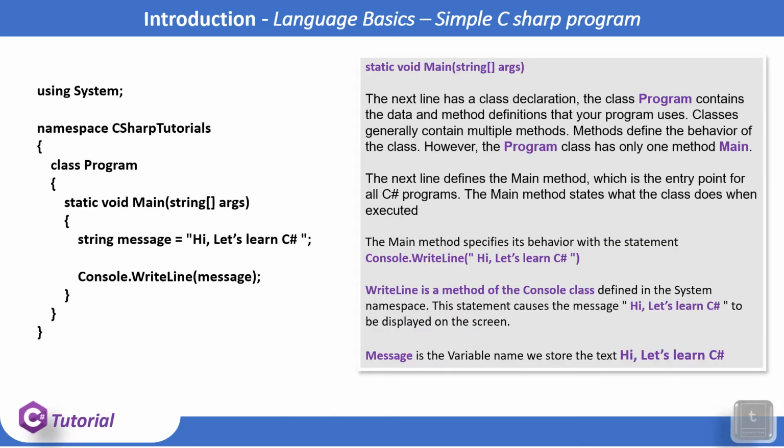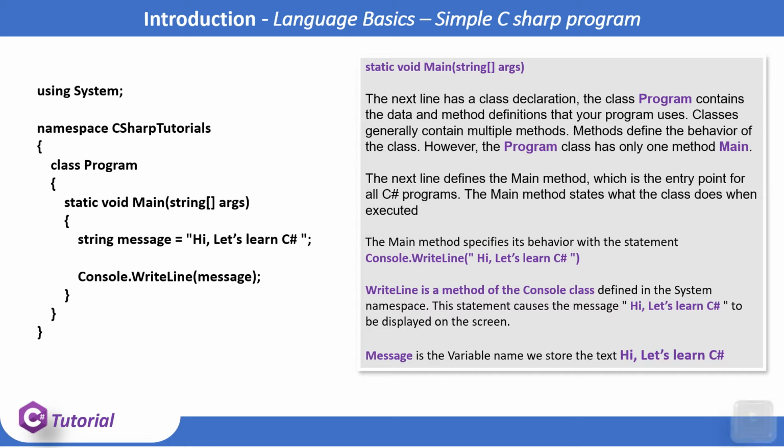Static void Main, string args. The next line has a class declaration. The class Program contains the data and method definitions that your program uses. Classes generally contain multiple methods. Methods define the behavior of the class. However, the Program class has only one method, Main.